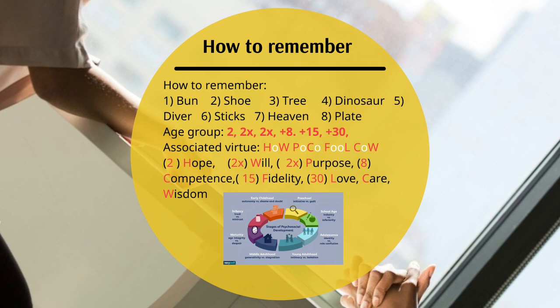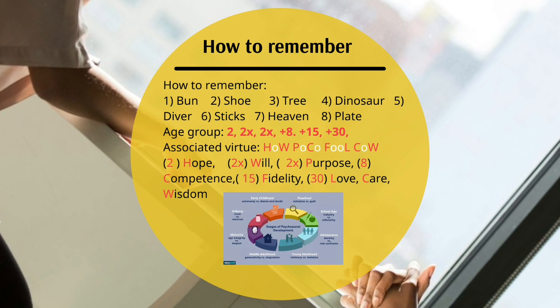If you really want to be high speed and get every single question correct, know the associated virtues, right? And you can memorize this by "How poco fu cow." How poco fu cow. Okay. And here I am now going to put the first age, which is a 2, the first number on the left on the first chart, with the H of "how poco fu cow," the H, which stands for hope.